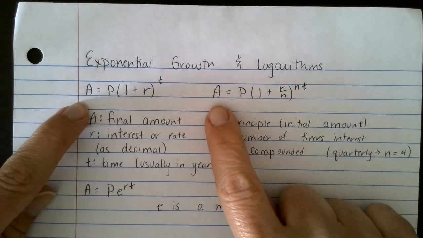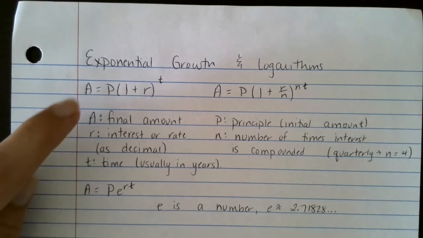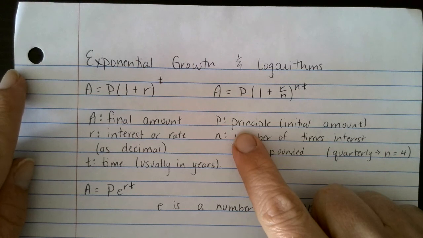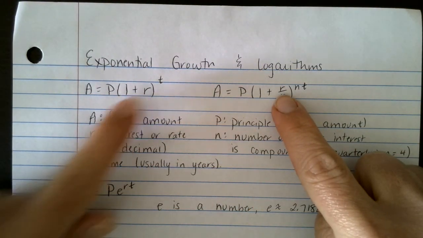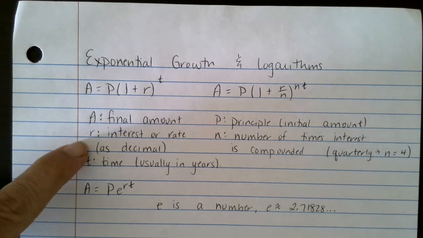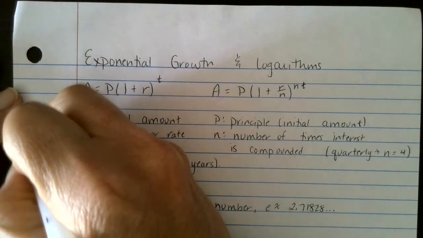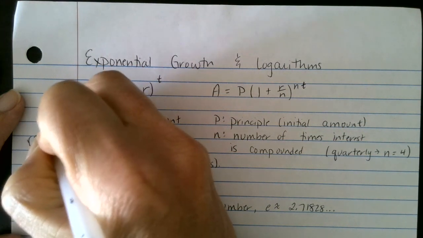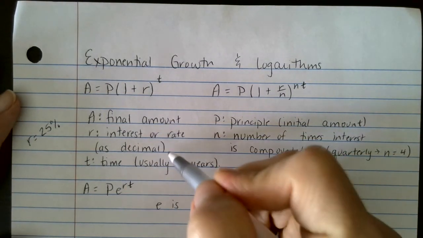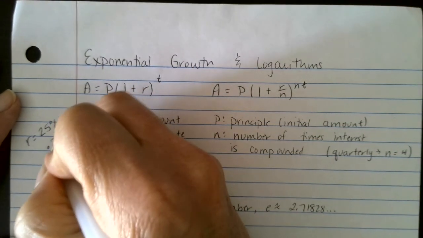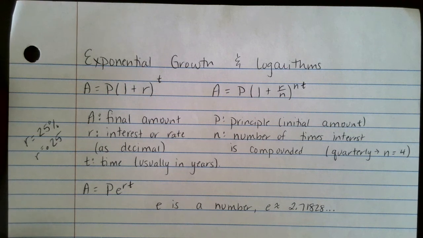So they both have A's. A represents the final amount that you end up with after a certain amount of time. The P value is the principal. That's how much you start with. R is going to be the rate. Typically, we have a rate as a percentage. So if they tell you 25%, we're not going to put in 25 as the R. We have to convert it to a decimal, which would be 0.25 for my R value. So you always got to convert.